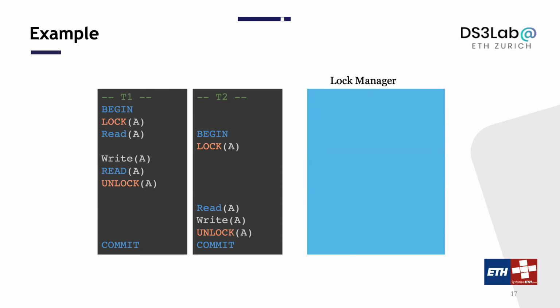This is just one example. In this example, at the beginning, T1 wants to acquire the lock on object A. In this case, it's going to talk to the lock manager. The lock manager is going to say, no one's holding a lock on A, here's your lock. And then T1 can do whatever it wants on A.